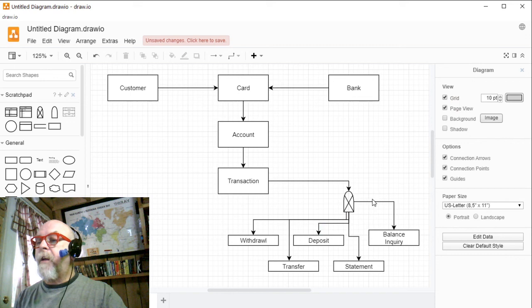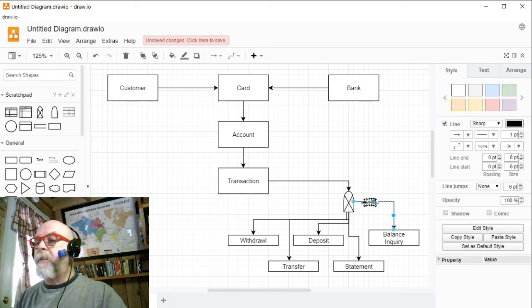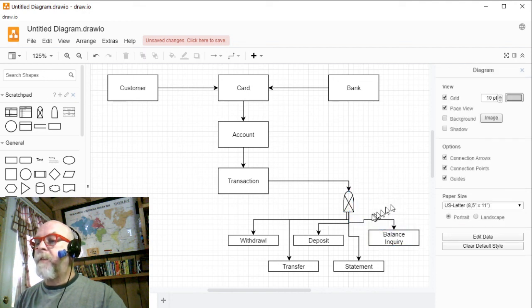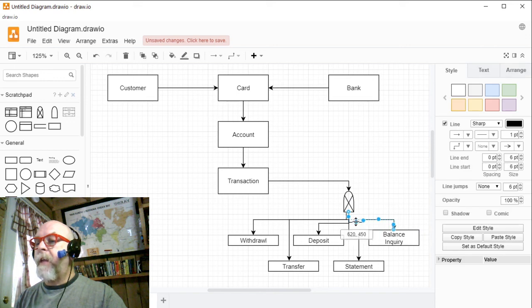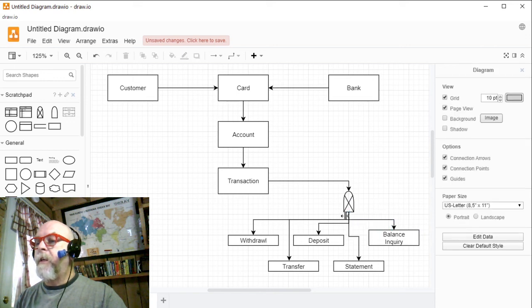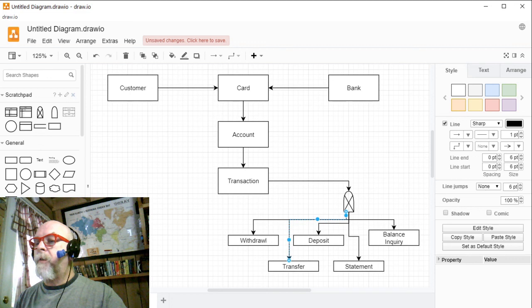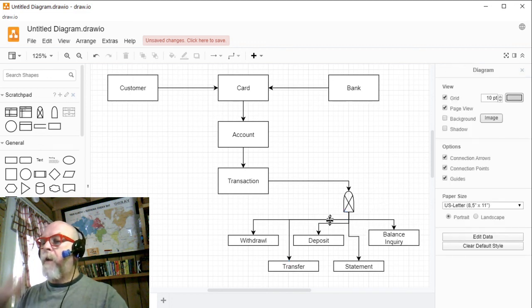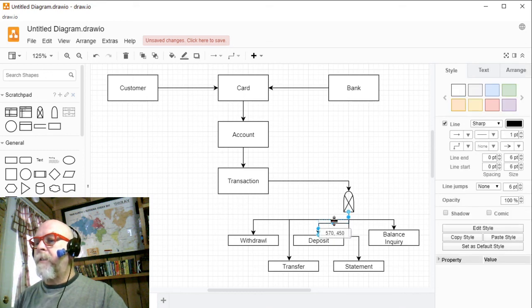But you can see that they all come out of the specialization hierarchy, and then we can add all of our arrowheads to that and make that look nice and pretty. Let's move that arrow over to there. There we go. That looks nice. Let's move that up so that it disappears.